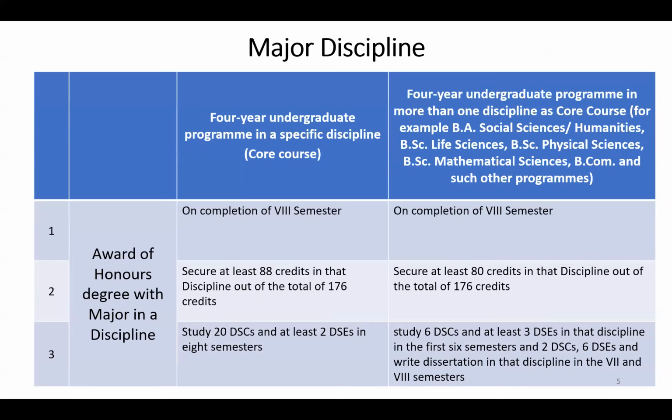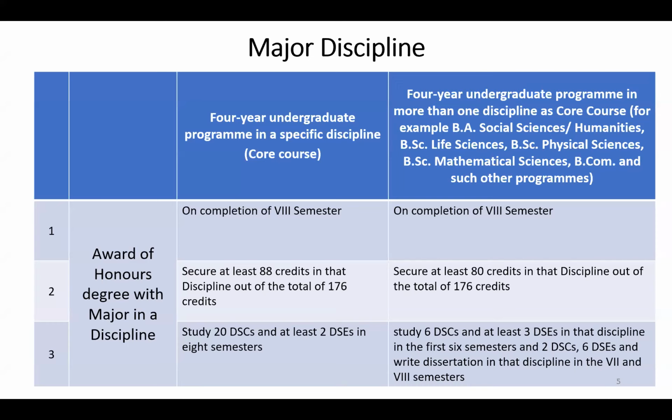In this case, we have distinguished between two broad categories. One is a four-year undergraduate program in a specific discipline. For example, if you're doing it in physics or chemistry or electronics, how are you going to be awarded a major in a particular degree? So in this case, the major will be awarded on the completion of 8 semesters. And you have to secure at least 88 credits in the discipline out of the total 176 credits.